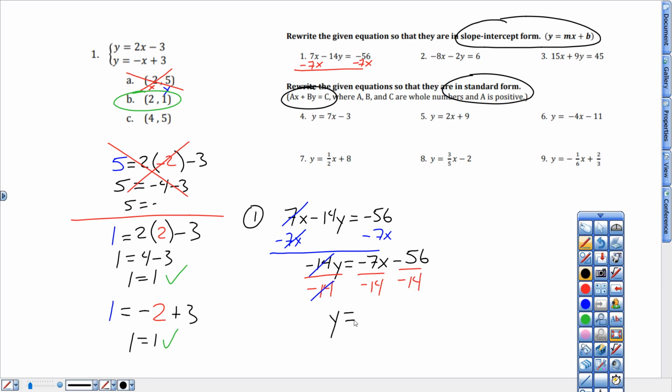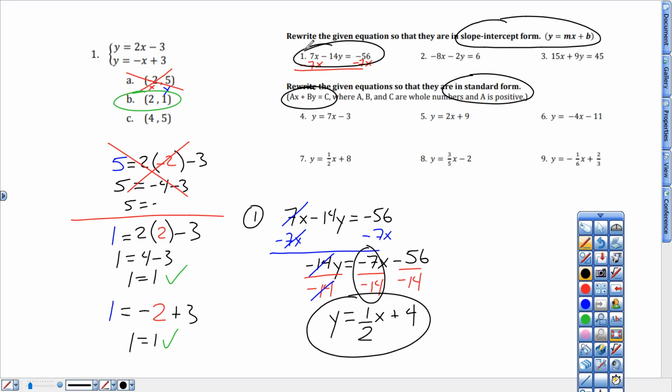Negative 7 over negative 14 reduces to positive 1/2 x. And then I don't know what 56 divided by 14 is, so I use my calculator. That gives me plus 4 because of those two negatives. So there's that first equation solved for y.